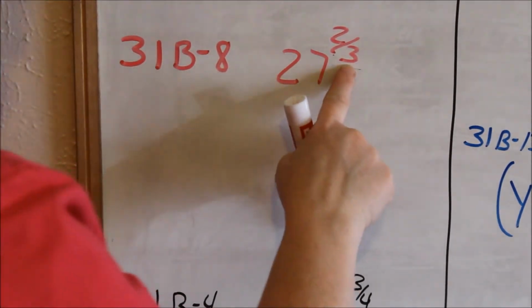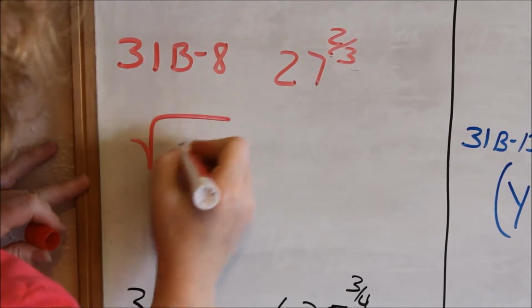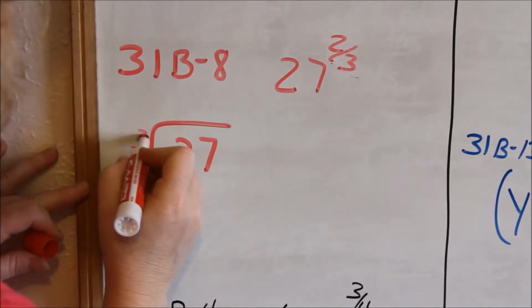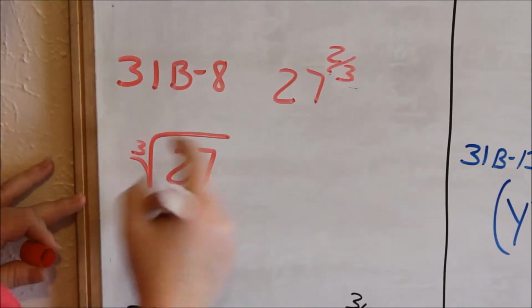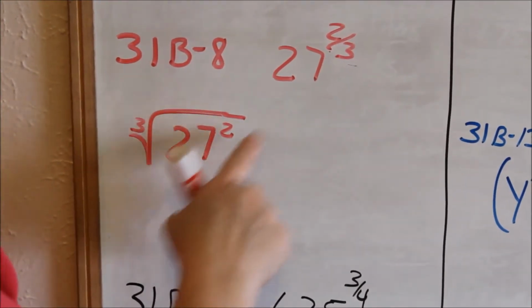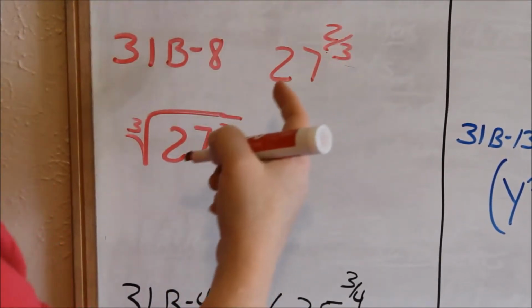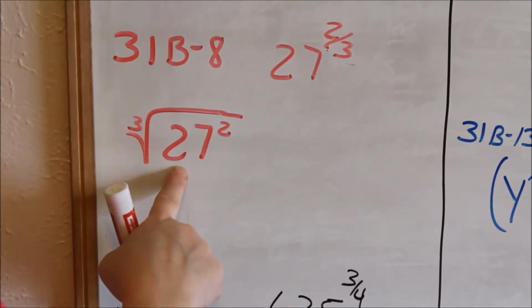27 to the 2/3. The denominator tells you what root. I am doing the cube root, so I put a 3 right there. I'm doing the cube root of 27 squared. Okay? So this means the cube root of 27, then I want to square it. I like to do the cube root first.